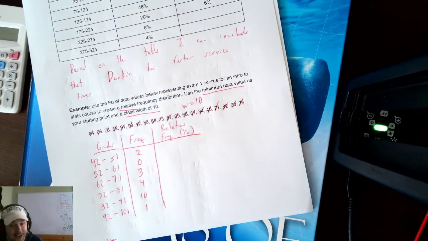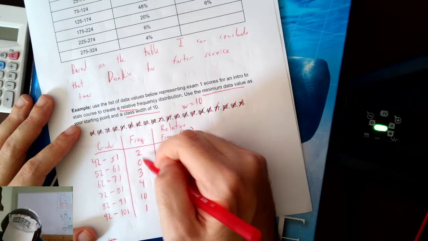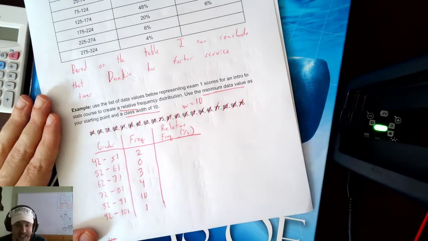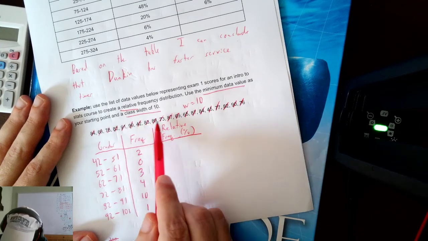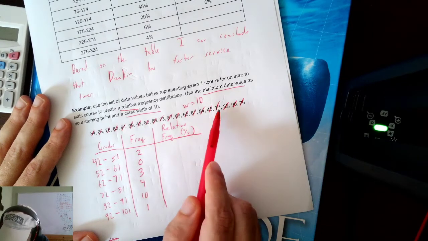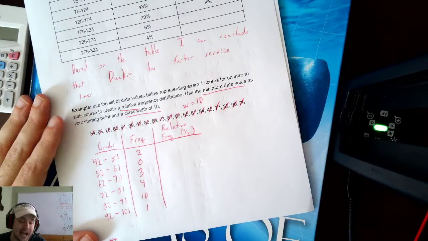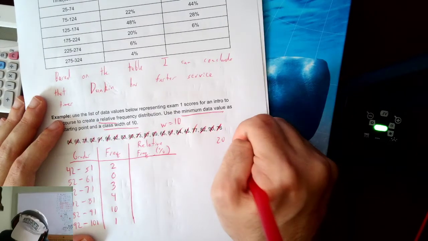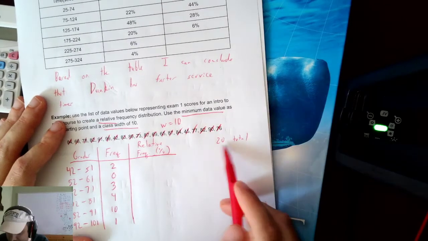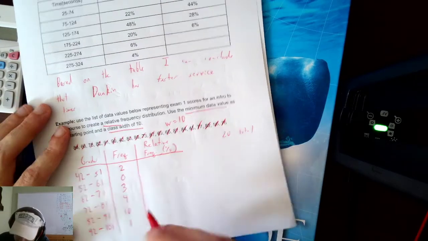Now, I need to check that I got them all. Let's see. 5, 9, 19, 20. There should be 20 numbers. 1, 2, 3, 4, 5, 6, 7, 8, 9, 10, 11, 12, 13, 14, 15, 16, 17, 18, 19, 20. So we got them all. Always good to check the total. So there was 20 total. And I'm going to need this 20 because I need to calculate the relative frequency.